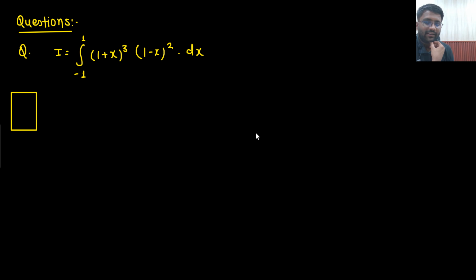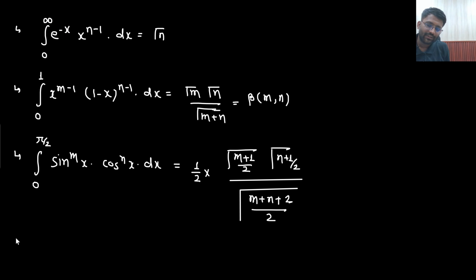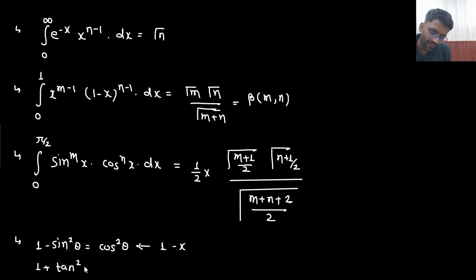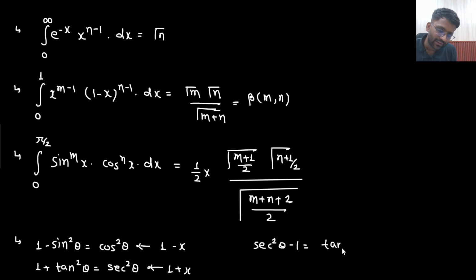So it is not like JEE kind of questions. It is engineering kind of questions. Substitution also I have taught you, right? 1 minus sin square theta equals cos square theta. This substitution would be done for 1 minus x. 1 plus tan square theta equals sec square theta. This could be done for 1 plus x. Sec square theta minus 1 equals tan square theta. This could be done for x minus 1.